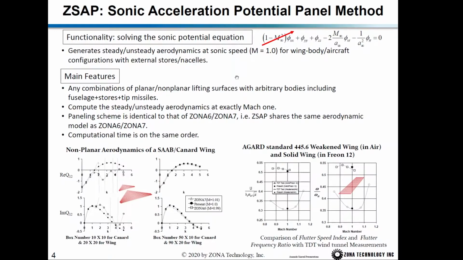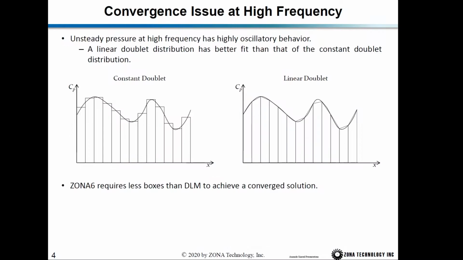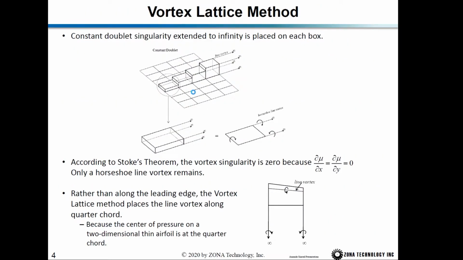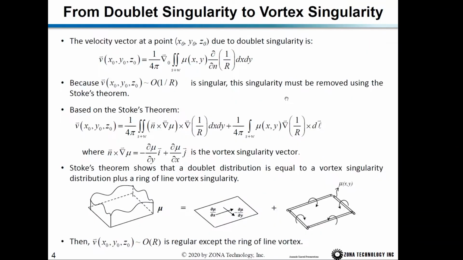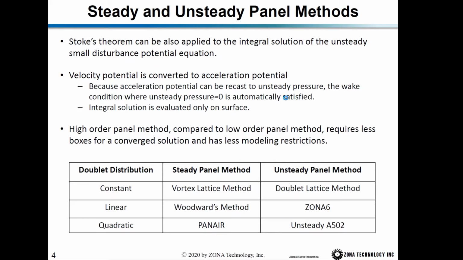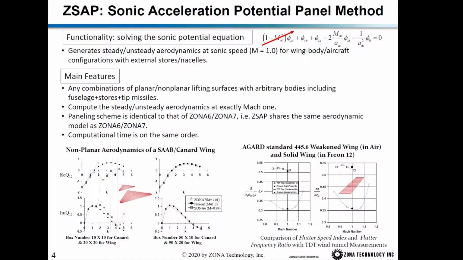Like Zona 6 and Zona 7, you can also model any combination of planar and non-planar lifting surfaces with an arbitrary body. And why do we need ZSAP for sonic flow? Because if you look at the governing equation of Zona 6 and Zona 7, when the Mach number approaches 1, beta, which equals the square root of 1 minus M squared, becomes very small, so this term becomes very large. So you may have a convergence problem if the panel model is not very refined. Therefore, we developed ZSAP.